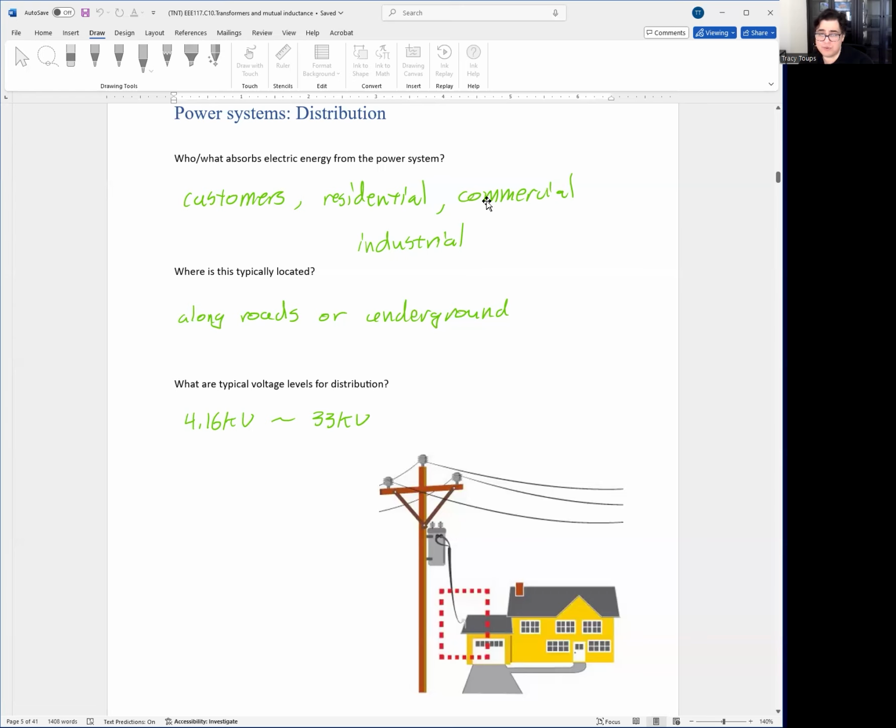You might have commercial like Walmarts, banks, restaurants will have their own dedicated line off these distribution poles, and some light industrial applications like an auto repair shop, or maybe like a small light furniture manufacturing building, right? So this is called a distribution pole, and then you could see that you have power lines running through it, and then where do you typically see these? They're typically along the roads.